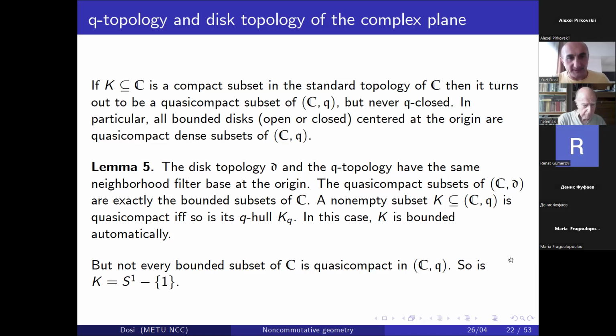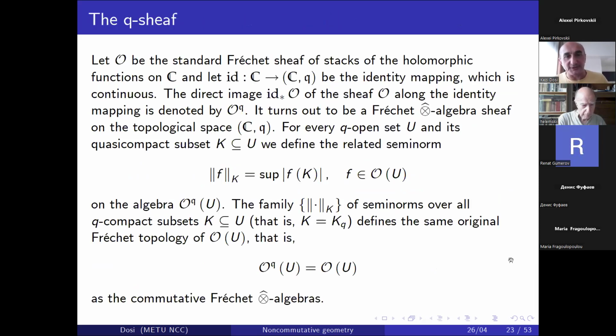Okay, so that was sort of an excursion to general topology. Now let's talk about the sheaves. So again, fix the standard sheaf of stalks of holomorphic functions. And let me draw the sheaf toward my topological space CQ. The formula is called the direct image of the sheaf. Direct image just means you're going to restrict your sheaf to open sets from here, the q-open sets.